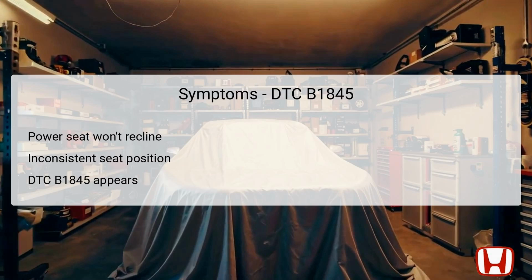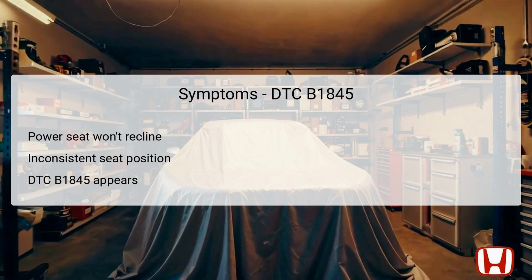The symptoms associated with DTC B1845 typically manifest as functional failures in the power seat system. The most apparent symptom is that the power seat will not recline, leaving the user unable to adjust their seat position for comfort. Additionally, you may find that the seat maintains an inconsistent position, potentially moving unexpectedly or failing to hold a desired angle.